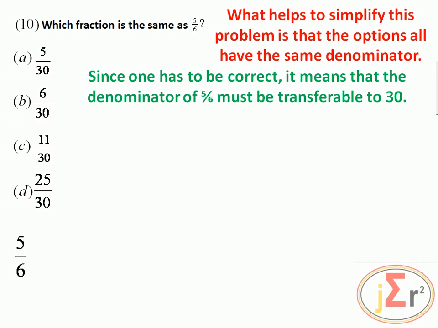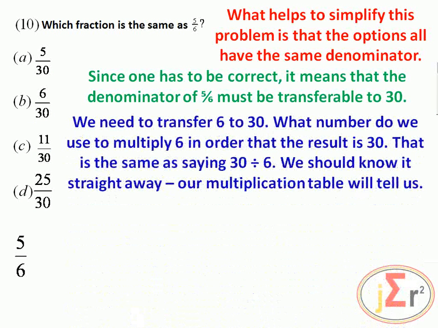5/6. That is the fraction that we want to know which one is the same as. We need to transfer 6 to 30 because all of the denominators are 30. Therefore, the denominator of the correct answer must also be 30. All of them are 30, so we cannot escape from 30. The correct answer must also have a denominator of 30. We need to transfer 6 to 30.